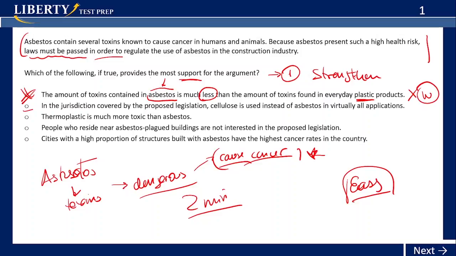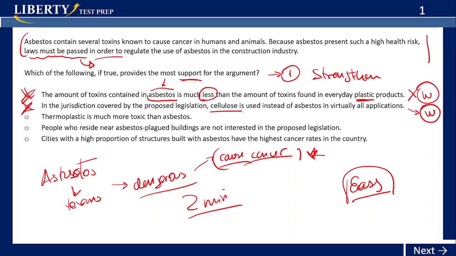Number 2, or letter B. In the jurisdiction covered by the proposed legislation, cellulose is used instead of asbestos in virtually all applications. Okay, this one weakens also. That's not what we want. Why? Because they're saying asbestos is very seldom used, scarcely used. Almost nobody uses asbestos. Most people use cellulose. Okay, so if asbestos is such a minimal threat, why would you need to pass legislation or laws, right?